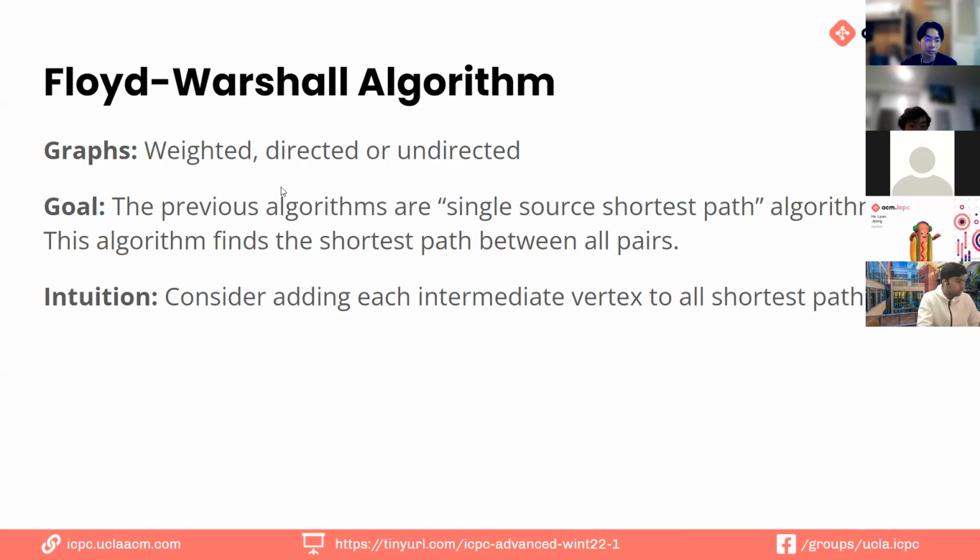And the intuition that I want you to have when I go into the explanation of the algorithm, because it's actually very simple, spoiler, it's just 3 loops. The intuition is that you're adding intermediate vertices, adding each intermediate vertex to all shortest paths. So it's like you have 2 shortest paths and you're connecting them together with a vertex, and you keep repeatedly inserting vertices into the shortest paths and linking them together.